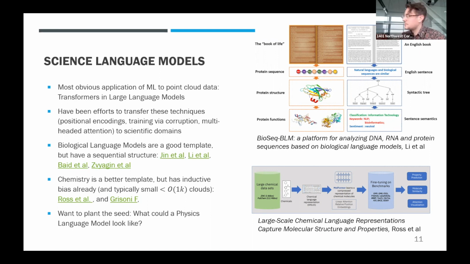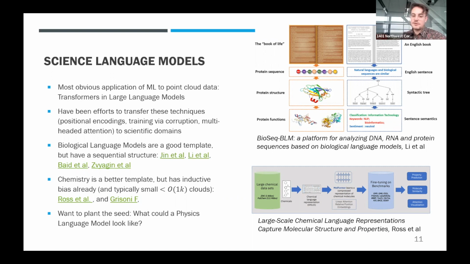For example, biological language models have seen great success in encoding DNA and proteins. The problem there is that they have a clear sequential structure, whereas in physics we don't necessarily have a sequential structure, we have a cloud. Okay, so maybe we can look at chemistry, which maybe is a better template. Typically you have molecules, which are not a sequence, but tend to be points in space. But even then there is typically a structure already, which is the bonds between molecules. So it's not a perfect map from chemistry to physics.